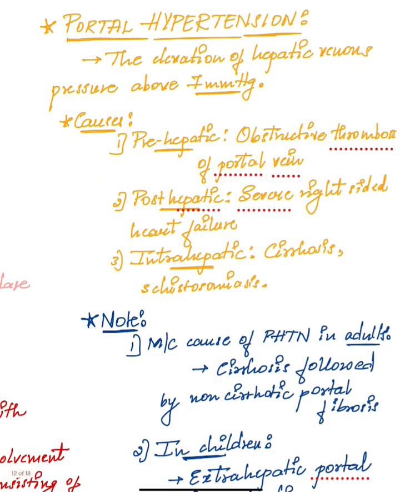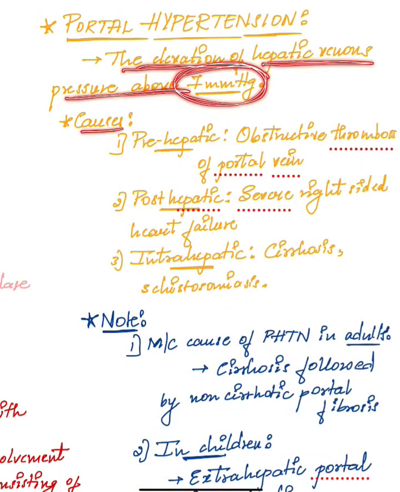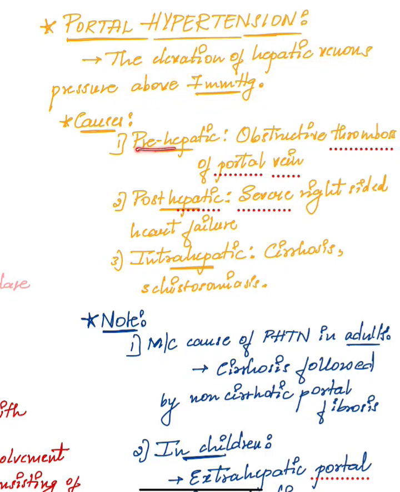Now, the next topic is portal hypertension. What is portal hypertension? Portal hypertension is the elevation of the hepatic venous pressure above 7 mmHg. The causes may be prehepatic, posthepatic, or intrahepatic. In prehepatic, it is obstructive thrombosis of the portal vein. In posthepatic, it is severe right-sided heart failure, and intrahepatic, it can be cirrhosis or schistosomiasis.